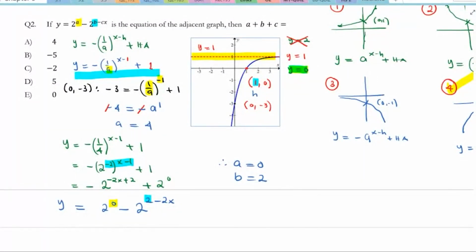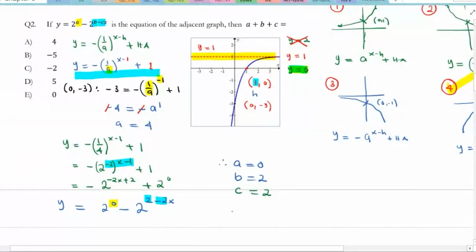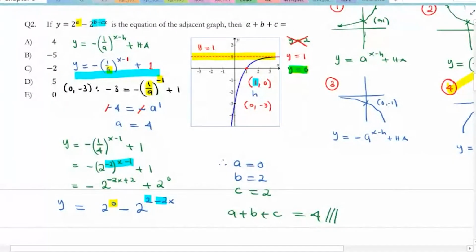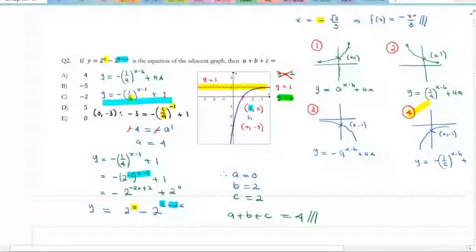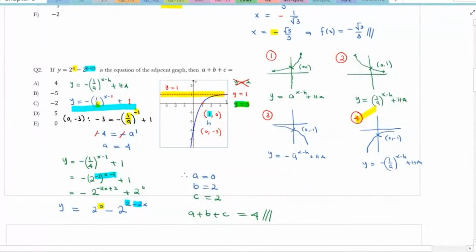And what is c here? Because there is a minus c and there is minus 2, that means c will be equal to 2. And the question says the sum, so a plus b plus c will be equal to 4, gentlemen. And that is our answer. Questions, please. So this is the standard way.